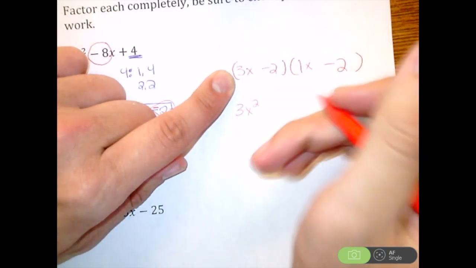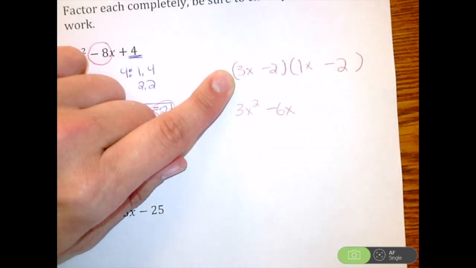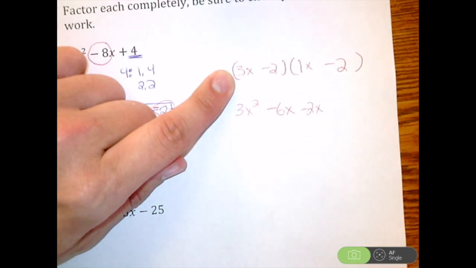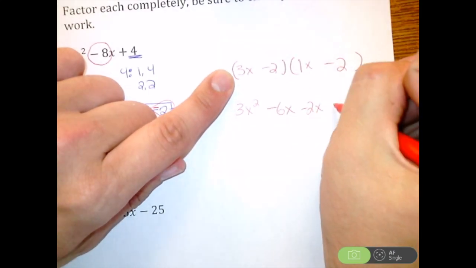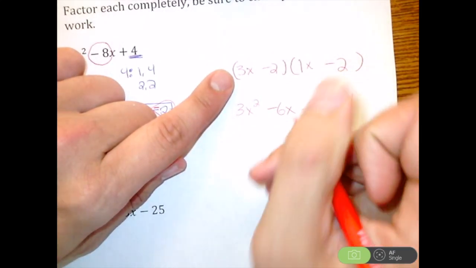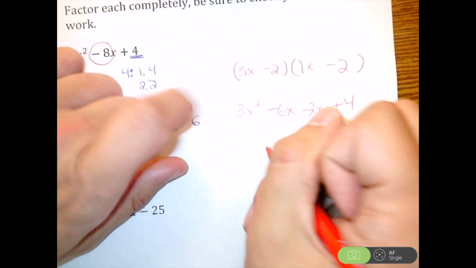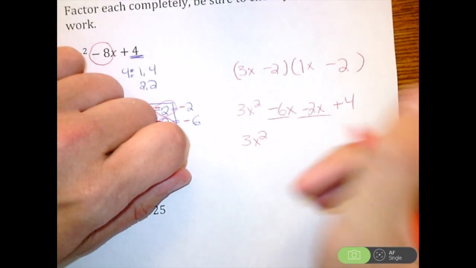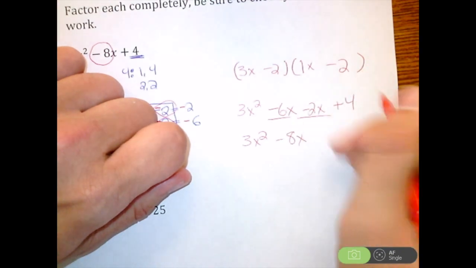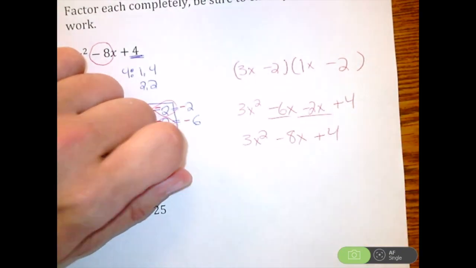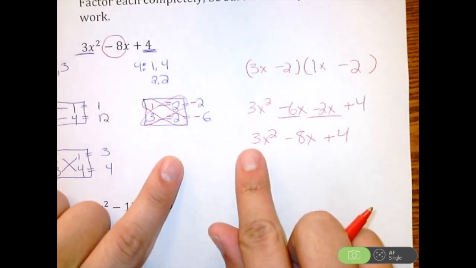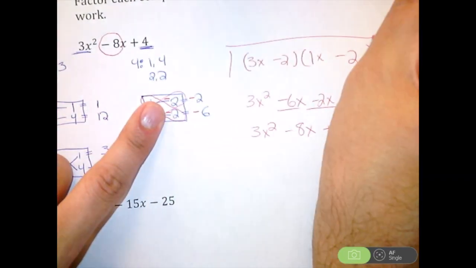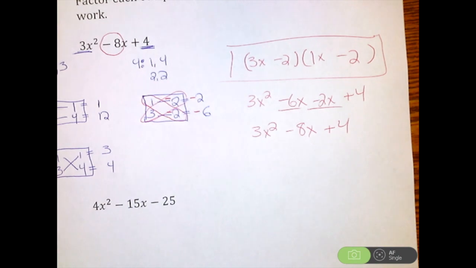3x times -2 is -6x. -2 times 1x is -2x. And -2 times -2 is +4. Combine like terms there. I have a 3x squared. -6x, -2x is -8x. And that +4 is still there as well. So this does match my original problem. Therefore, I know 3x minus 2 and 1x minus 2.